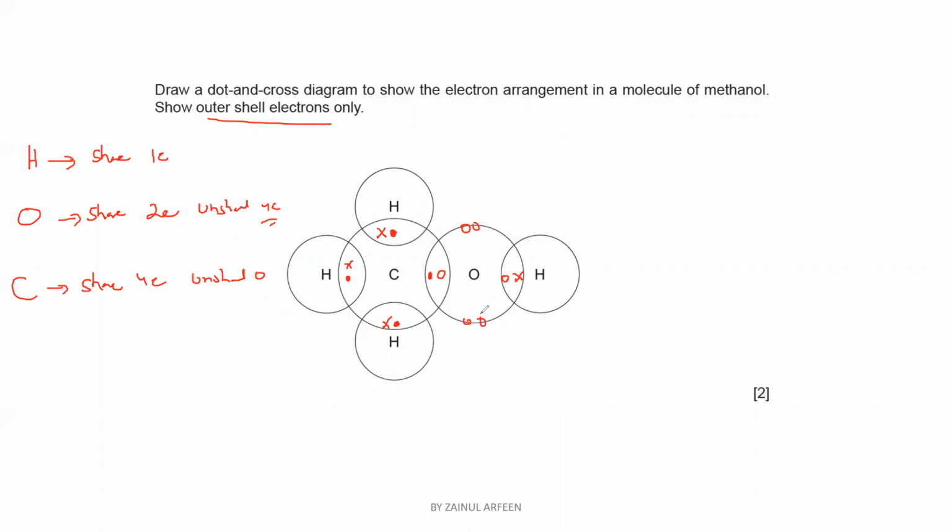Is it clear? In which we have to just show the outer shell electrons. Most of the time the circles are given and you just have to put the electrons which are shared and unshared. So that makes it easy to solve the question.